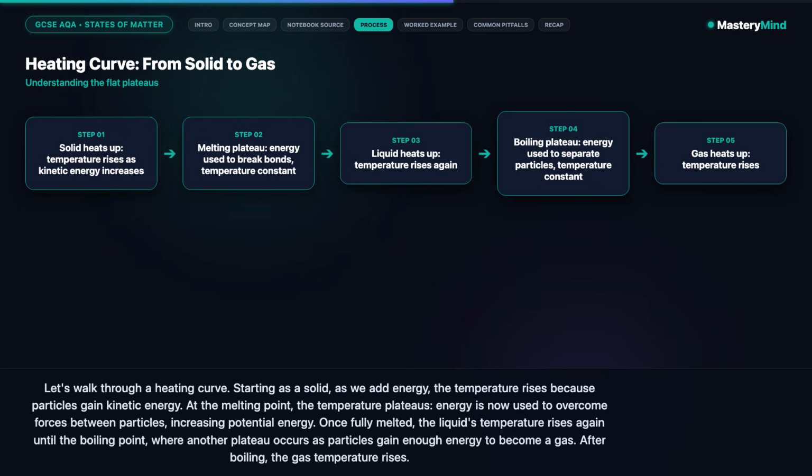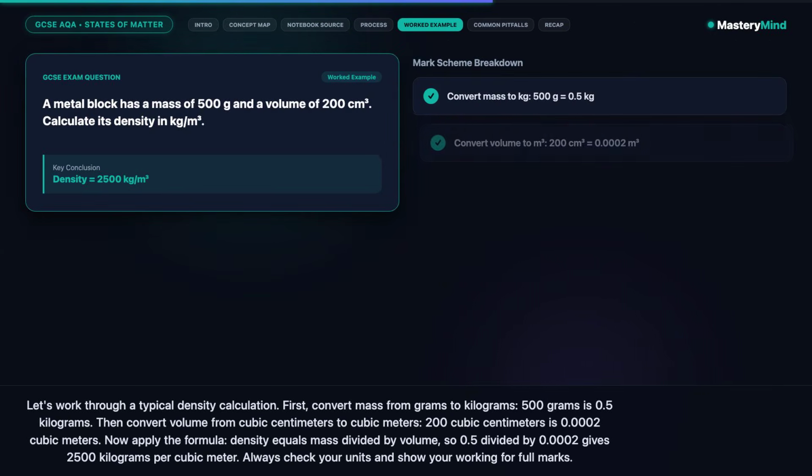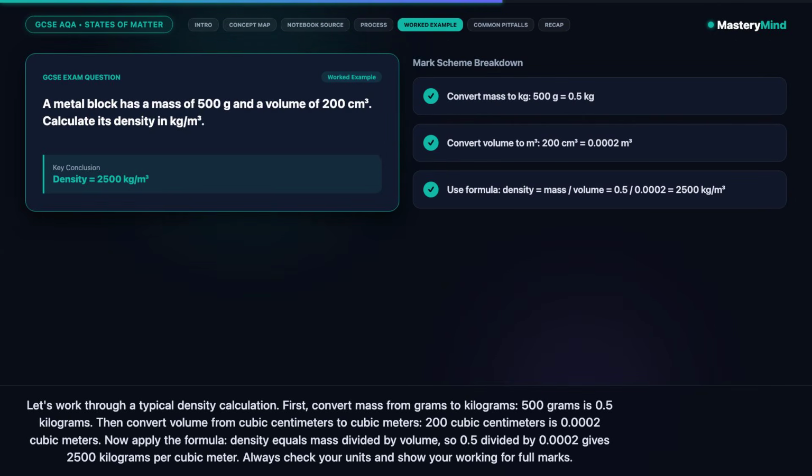Let's work through a typical density calculation. First, convert mass from grams to kilograms. 500 grams is 0.5 kilograms. Then convert volume from cubic centimeters to cubic meters. 200 cubic centimeters is 0.0002 cubic meters. Now apply the formula, density equals mass divided by volume, so 0.5 divided by 0.0002 gives 2,500 kilograms per cubic meter. Always check your units and show your working for full marks.